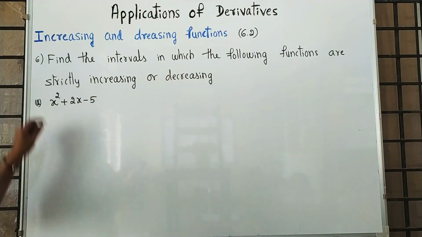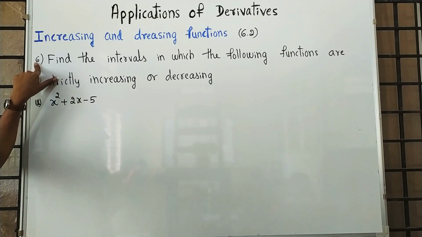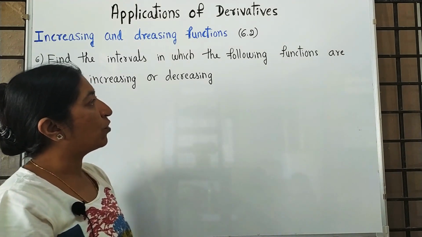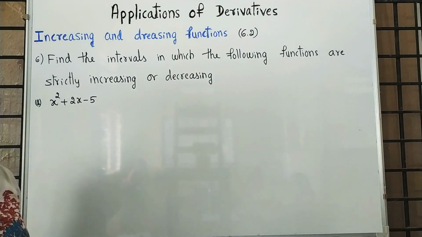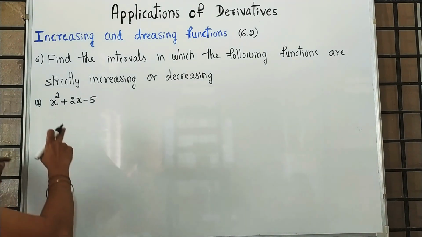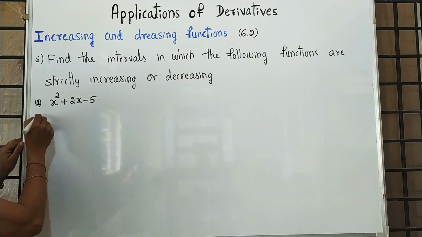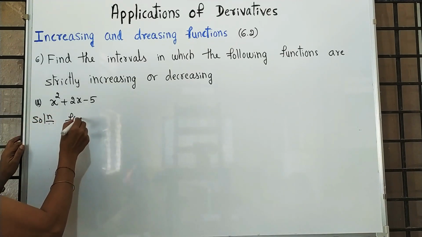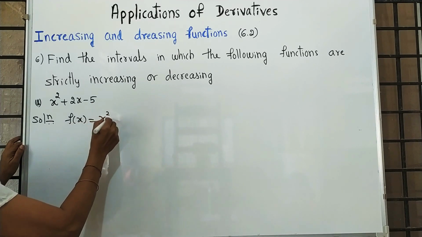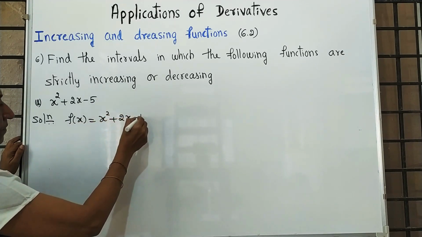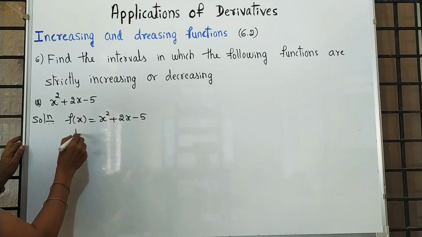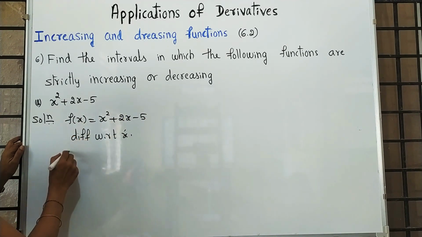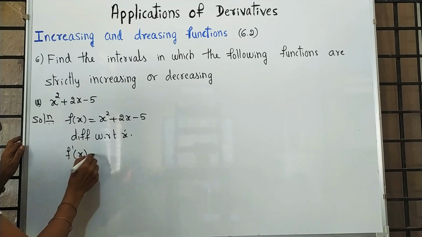Now in today's class, in 6.2, I will give the main question 6. Find the intervals in which the following functions are strictly increasing or decreasing. In that, the first question is x square plus 2x minus 5. Already you are familiar. Let us write down the given function as f of x. Now differentiating with respect to x.